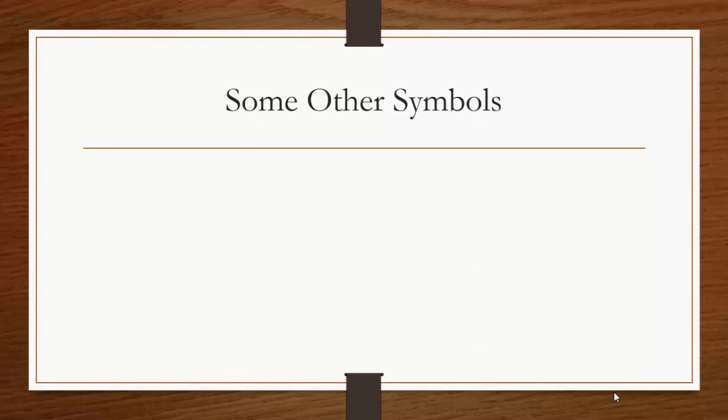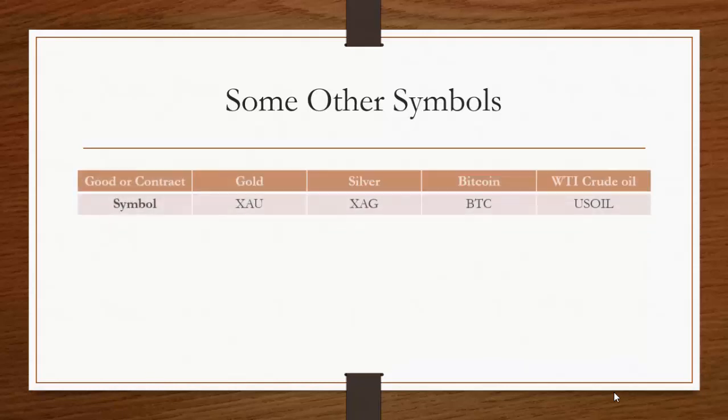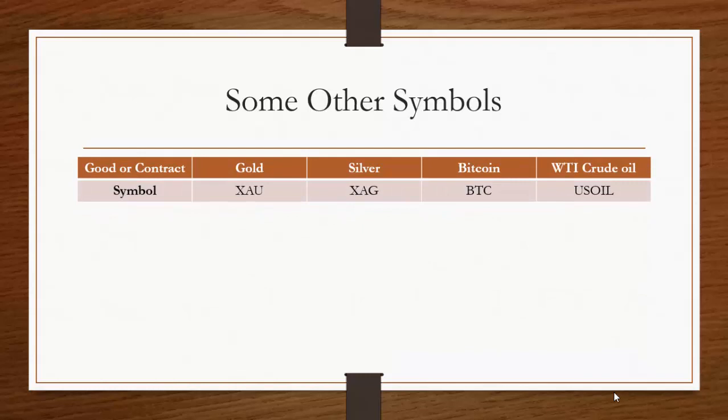There are some other contracts in this market which are provided by many brokers for customers to trade, and each of them has symbols. I gathered some of them here. For example, XAU is for gold, XAG for silver, BTC for Bitcoin as the most famous cryptocurrency, and US oil for crude oil. These symbols sometimes differ from broker to broker, but if you want to trade them, you will find the symbol as I will explain in next videos.